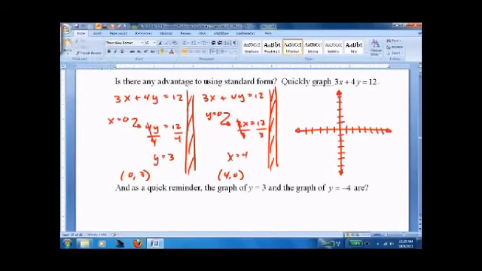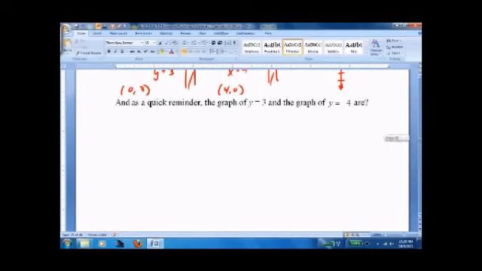We could plot it very quickly. 4, 0, 1, 2, 3, 4, and 1, 2, 3. Connect the dots. Horrible. There we go. There it is. So that's probably the only major advantage. Personally, I don't ever use it. I do use point slope, and I do use slope intercept a lot.